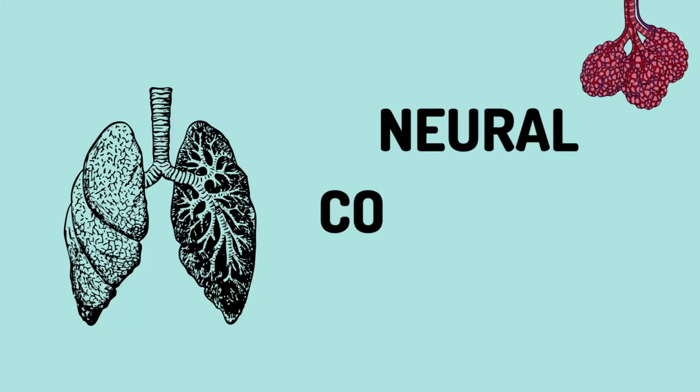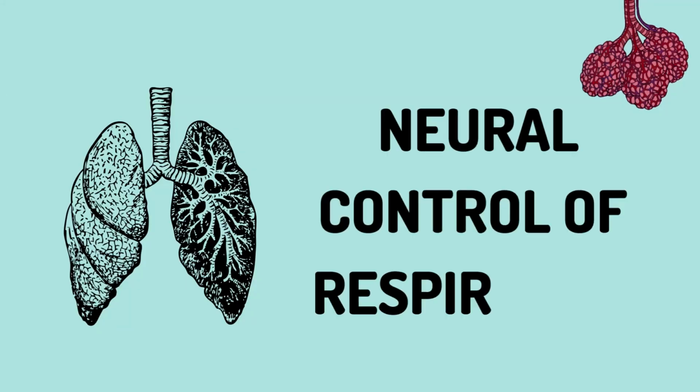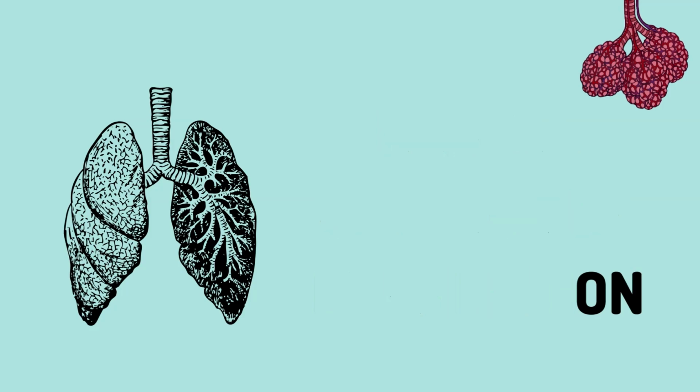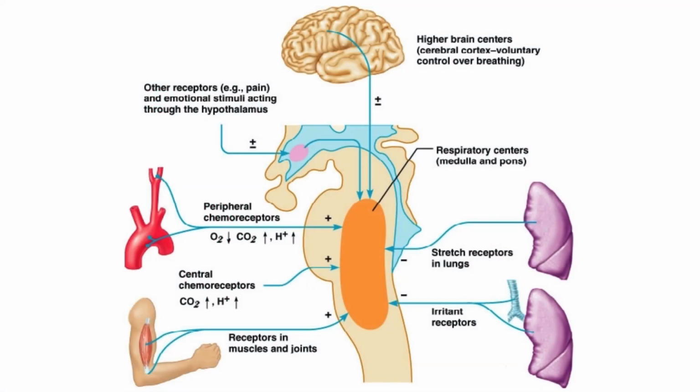The central nervous system, CNS, which consists of the brain and spinal cord, plays a crucial role in regulating respiration, ensuring that the body receives an adequate supply of oxygen and expels carbon dioxide. The control of respiration involves several brain regions, including the medulla oblongata and pons, collectively known as the respiratory centers.